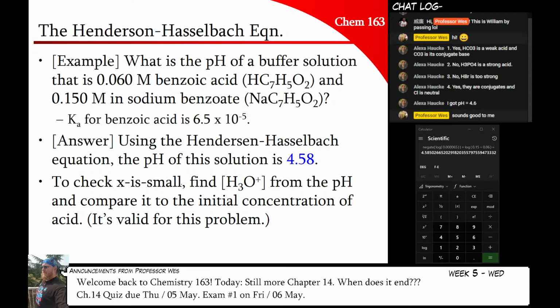Now, what if you want to absolutely be sure that this is a valid approximation? What you can do is find out how much H3O plus you have from the pH. So that would be 10 to the minus, so 4.58 was what we got. We'll negate that and go 10 to that. So that's how much H3O plus I had, 2.6 times 10 to the minus 5. We'll divide that by the weak acid, 0.150, times 100. So we weren't even close. 0.017%. So totally valid for this problem.